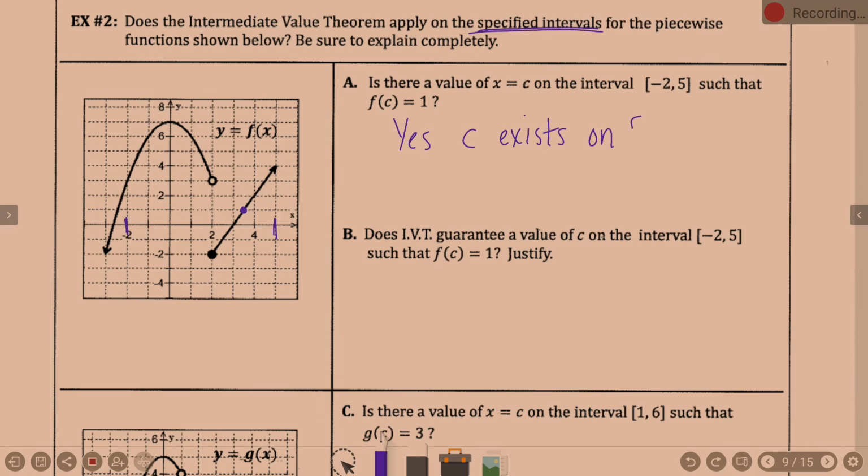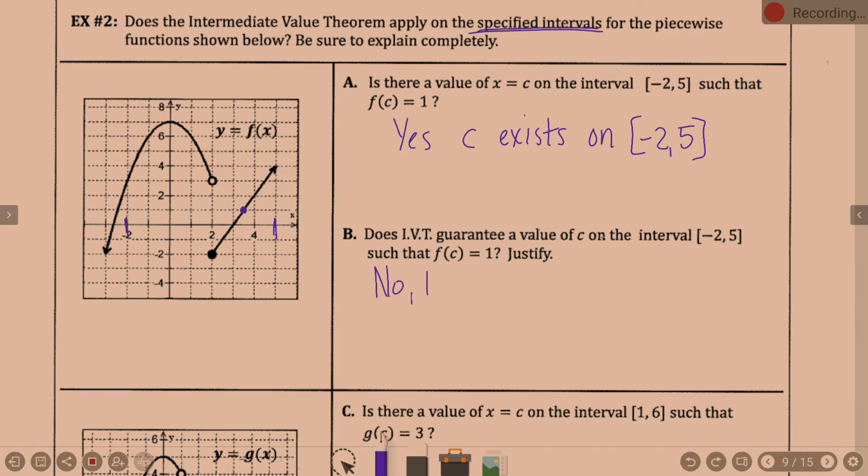on -2 to 5. That is true, right? We're approximating C is 3.5. That doesn't matter. The next question, though, says, does IVT guarantee that C value? No, because it's not continuous. By looking at the graph, we can tell there's a C value that matches that, but by using the IVT, it is not guaranteed. So IVT does not guarantee a value of C on the interval -2 to 5 because it's not continuous.